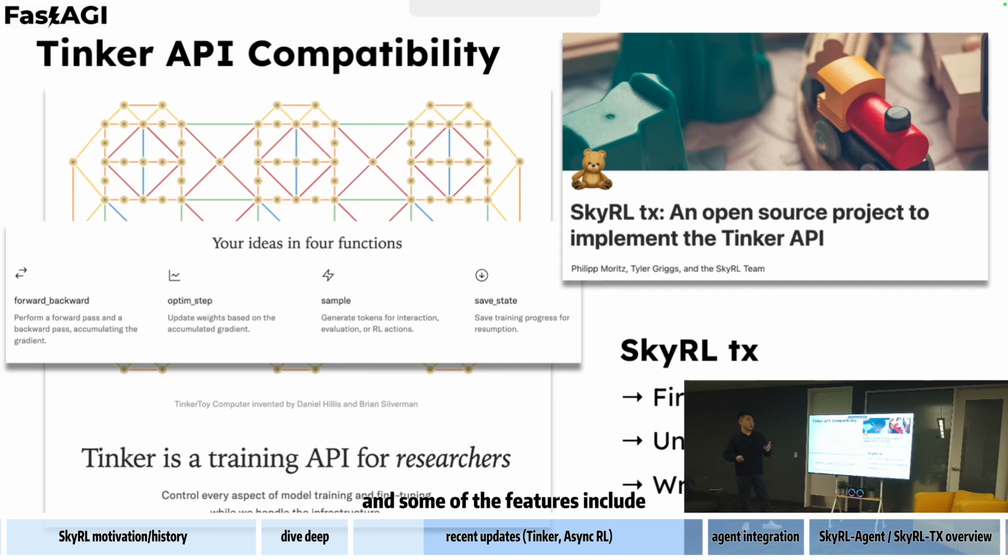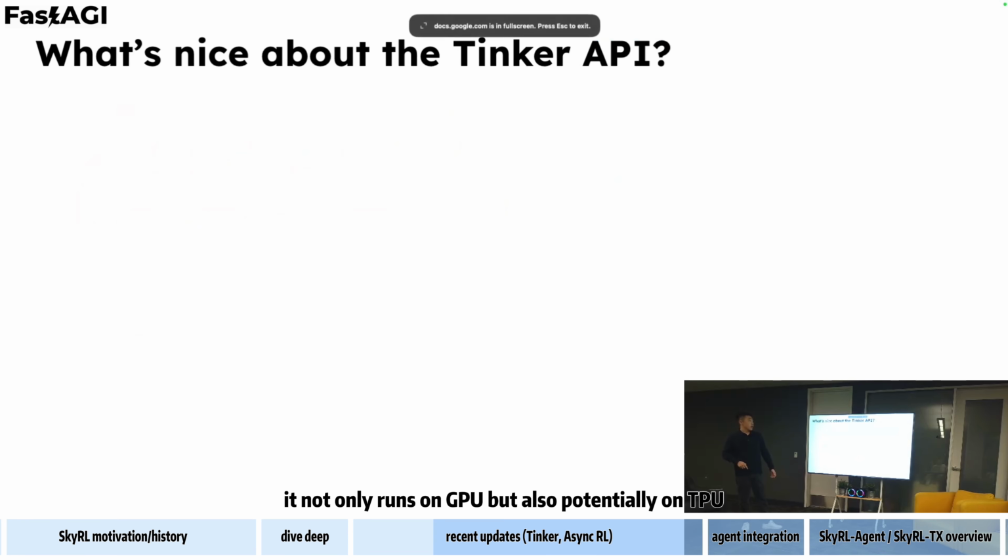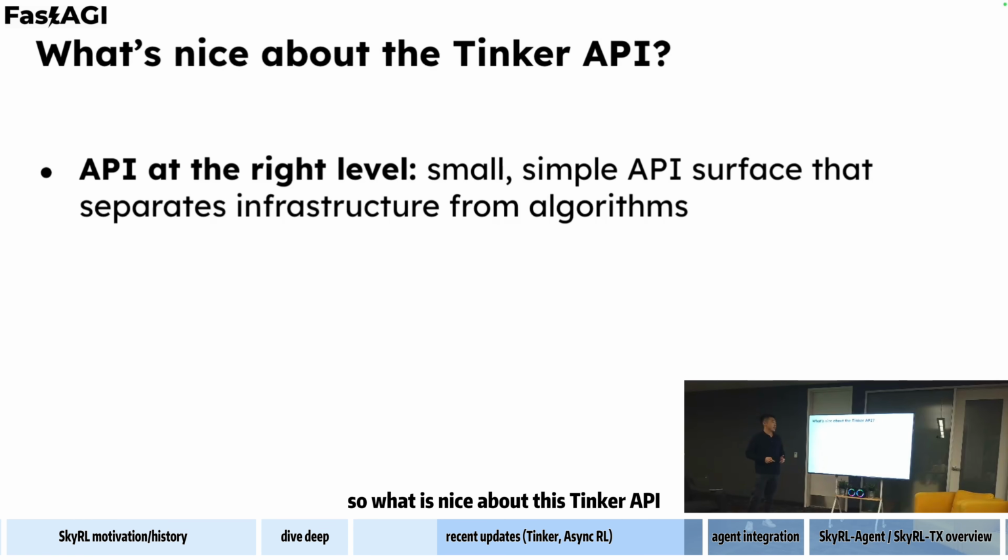And some of the features include it unifies training and sampling. You can run training and inference with the same model definition, meaning that the precision is unified. And it's also written in JAX, which means that it not only runs on GPU, but also potentially on TPU. So, yes, okay. So what is nice about this Tinker API?